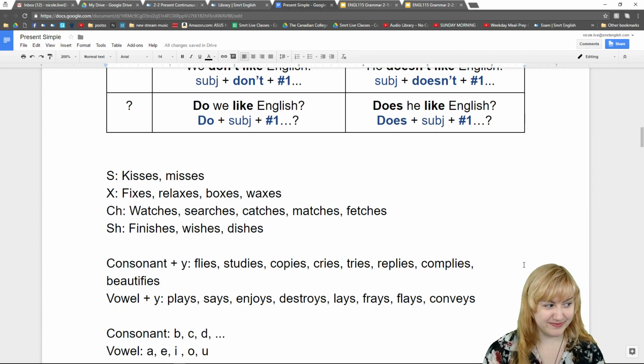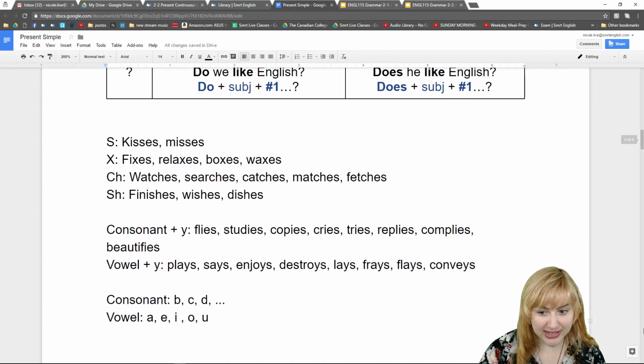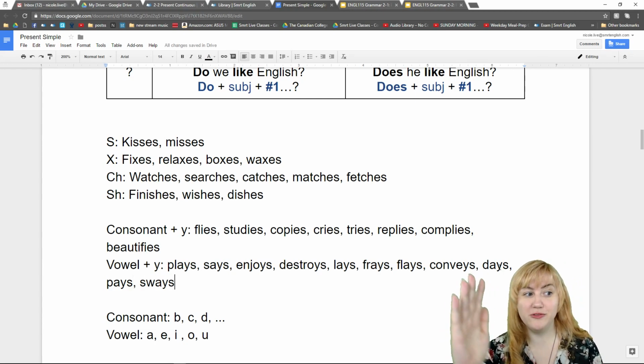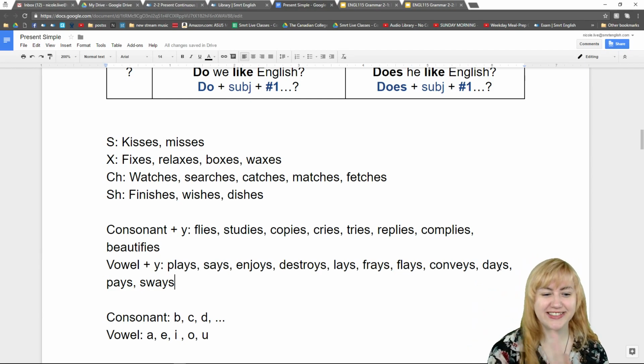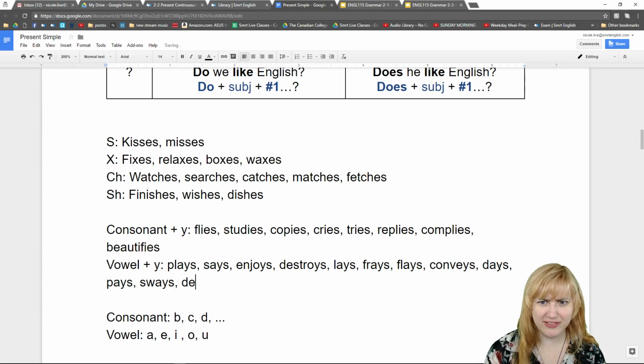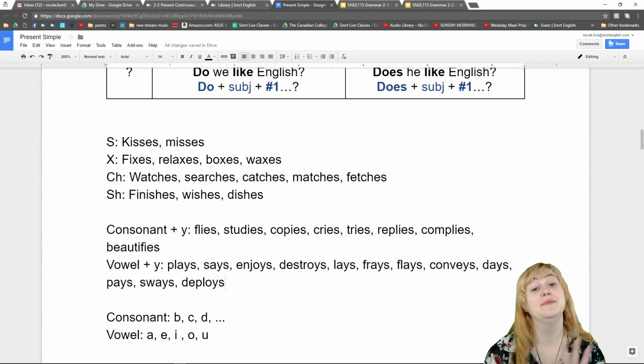We're doing great. Okay, we had a couple more. We had day and days, pays and pays. Very nice. Oh, sways, that's a nice word too. Sways means to move like this. Very nice. Oh, deploys? Wow, we have lots of good vocabulary words here. Good job, everybody. Okay, so I think that's enough examples.